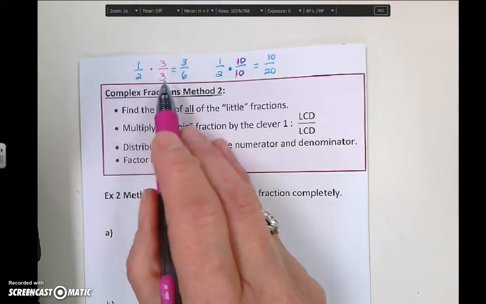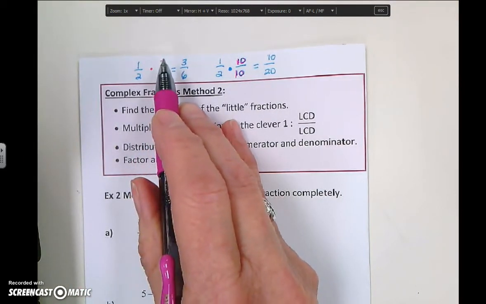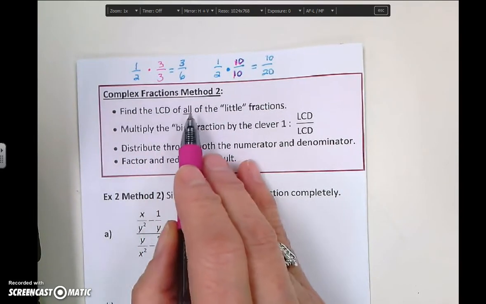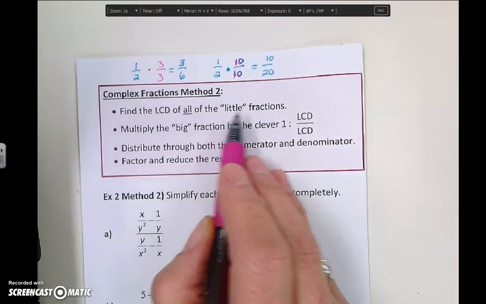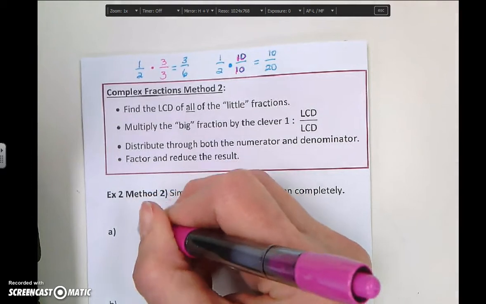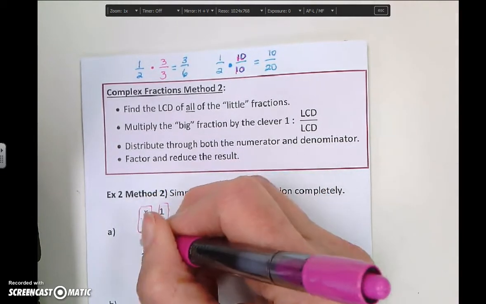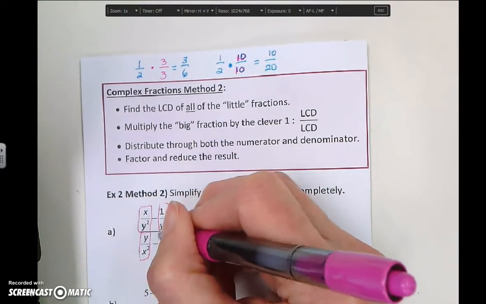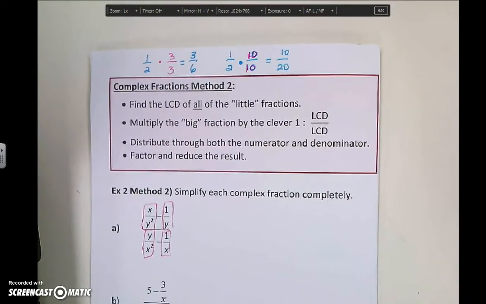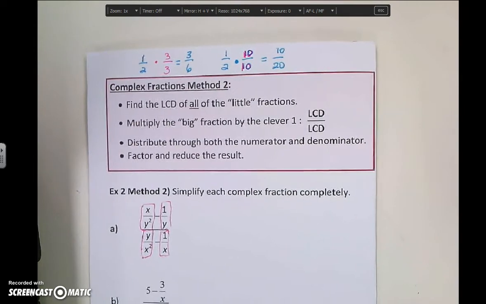So we're going to have to choose what clever one we're going to multiply by. So it says find the LCD of all of the little fractions. Now when I talk about little fractions, I'll be talking about this as a little fraction, little fraction, little fraction, little fraction. So that one has 4 little fractions. So we want to find the LCD of all of them.